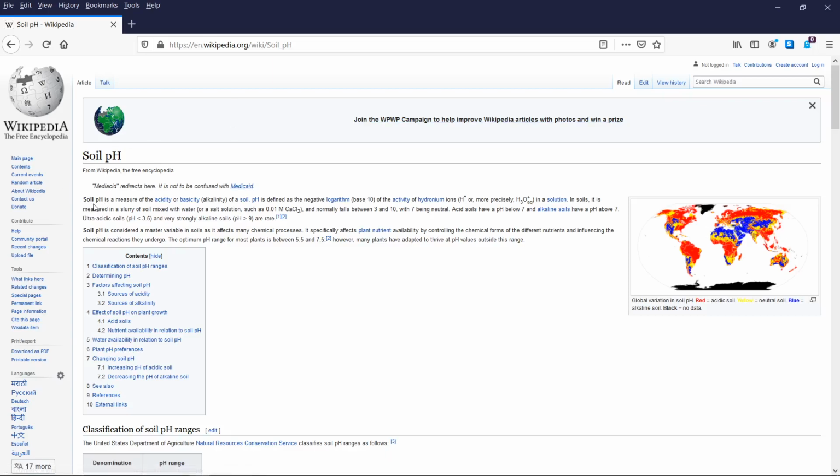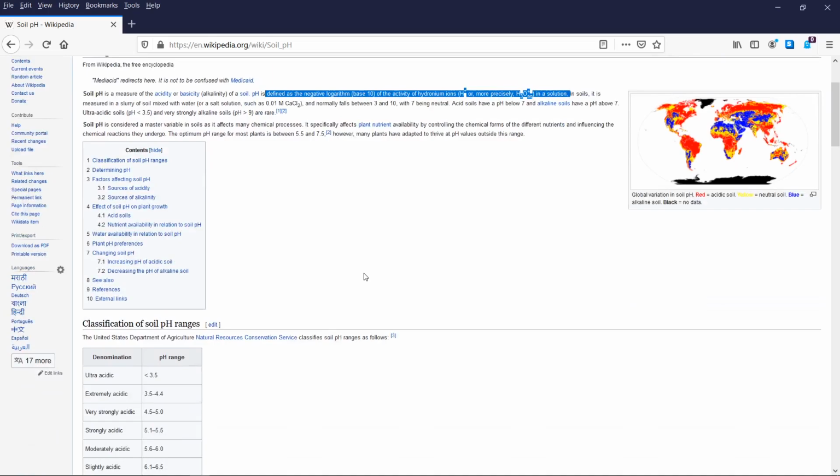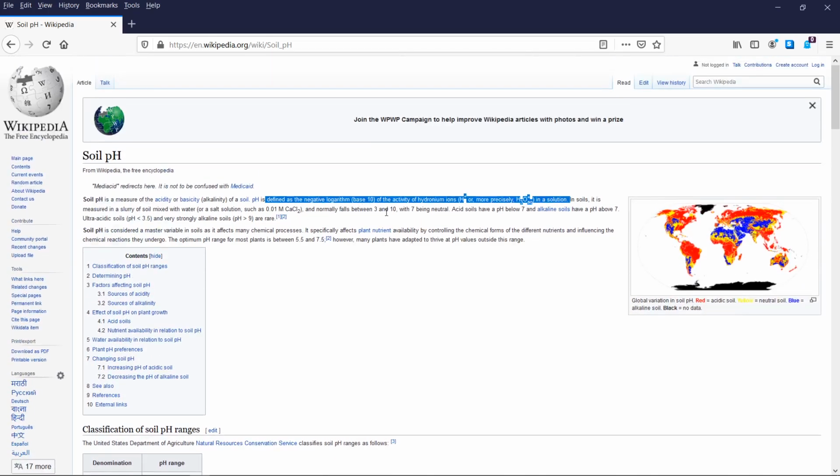As Wikipedia says, soil pH is defined as the negative logarithm of the hydrogen ion concentration in a solution. So the greater the proportion of hydrogen ion concentration, that determines the pH level. pH ranges from a value of 0 to 14, and the neutral is 7.